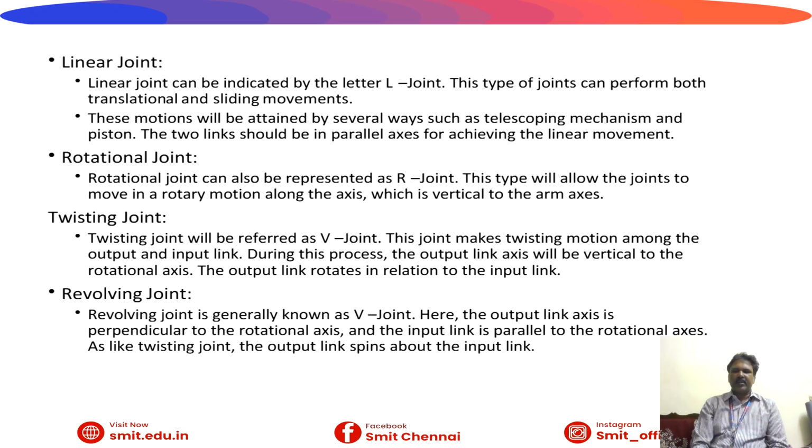That is considered the main point. Based on the input, it will automatically rotate, and you will get the output. That will be fixed in the frame or anything. In a twisting joint also, the output link rotates in relation to the input link, the same thing.